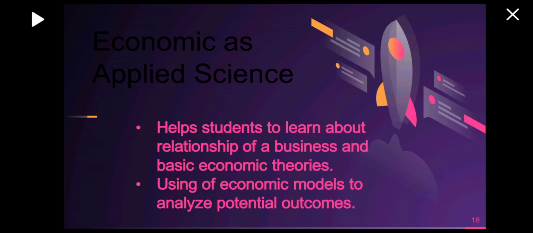Economics is an applied science. We are going to apply economic theory and econometrics in a scientific setting with a goal, okay? So dapat yung goal mo is to analyze potential outcomes. So in other words, economics is applied science. This will help the students to learn about the relationship of a business and basic economic theories, and the use of economic models to analyze potential outcomes. So in addition, one of the best known models that we use in our economy is yung tinatawag natin na law of demand and supply. Soon we will tackle that law of demand and supply. So yun, that's the difference of economics as applied science and as social science.